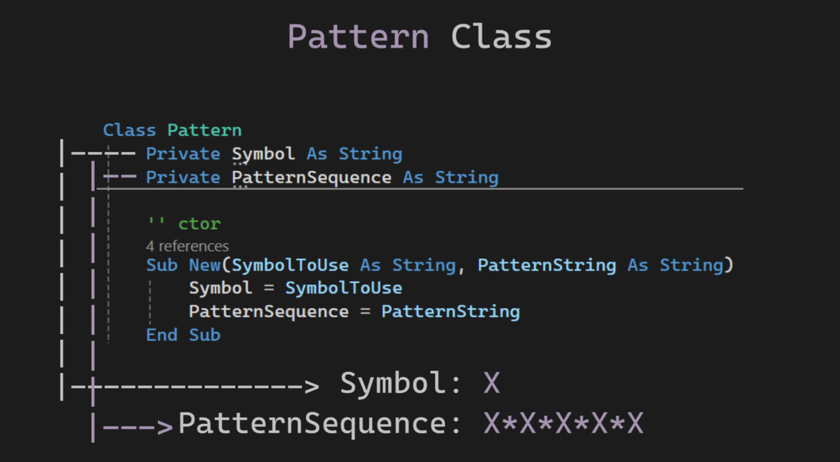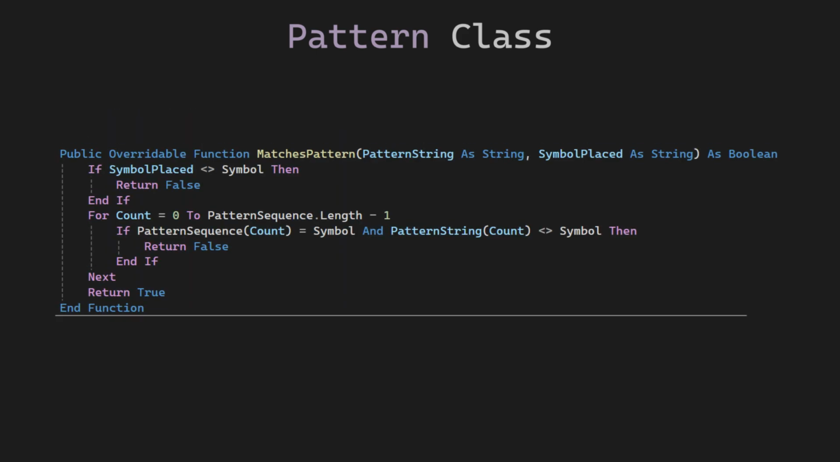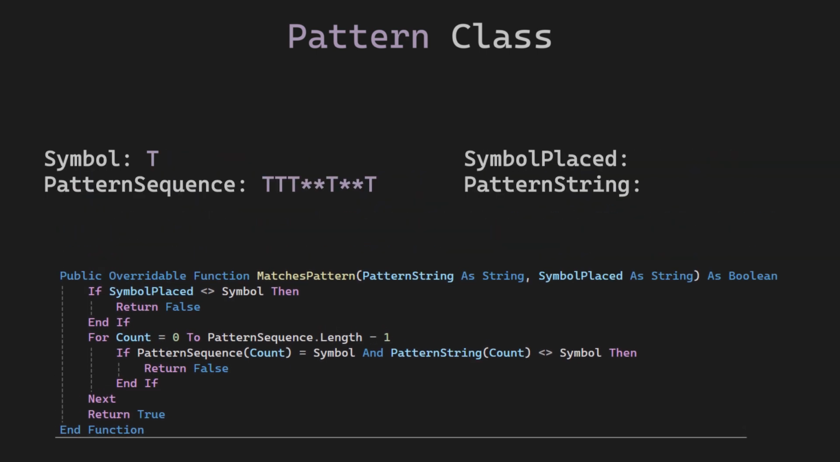Let's look at matches pattern. We take in a symbol and a string pattern as parameters. If the incoming symbol doesn't match the class's symbol, we immediately return false. If it does, we continue. The next loop will go through the incoming string and pattern sequence field character by character. This next if statement checks 2 things. If the current character the pattern sequence field is on is the same as the symbol, and if the pattern string character at that location doesn't match the symbol. If both these conditions are true, we return false and say that the patterns don't match.